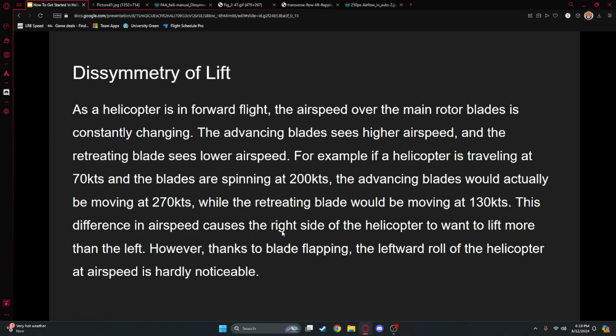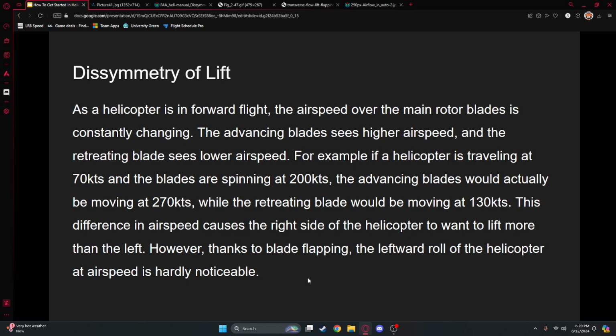This difference in airspeed causes the right side of the helicopter to want to lift more, because there's way more airflow on that side. That would be our right side. The blade is coming forward in our counterclockwise system that we've talked about a few times. So yes, it would be lifting more than the left. However, thanks to blade flapping, the leftward roll of the helicopter at airspeed is hardly noticeable.